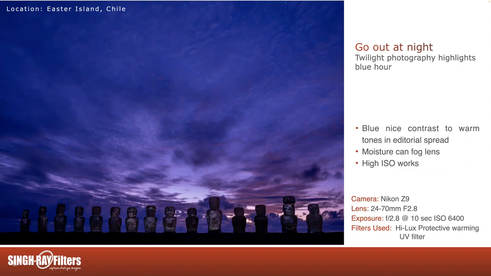These days we can all shoot at ISO 6400 or even higher. There's great ways to reduce noise. So getting an image like this, which at one point was very difficult to do, now is very possible. You may need to help it a little bit in the computer to reduce noise. But blue hour, as we call this, these twilight kind of shoulder times, is a great time to be out.